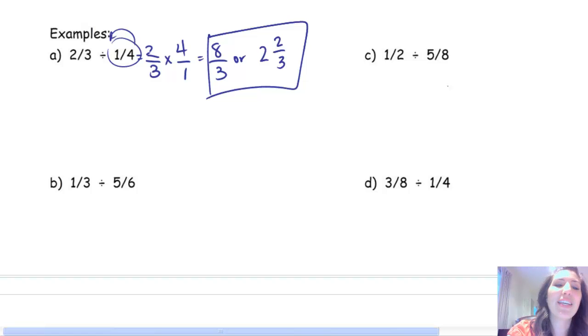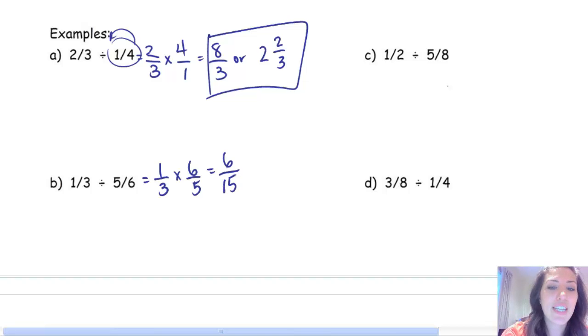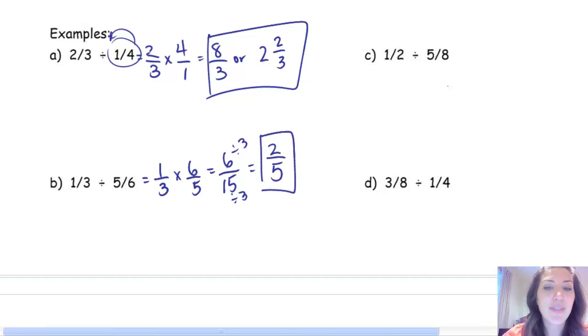All right, number B. This would be the same as saying 1/3 times 6 over 5. Multiply our numerators, 6, denominators, 3 times 5 is 15. Can we reduce this any further? Yes, we can. They can both be divided by 3. 3 goes into 6 2 times, and 3 goes into 15 5 times. So our answer is 2 over 5.